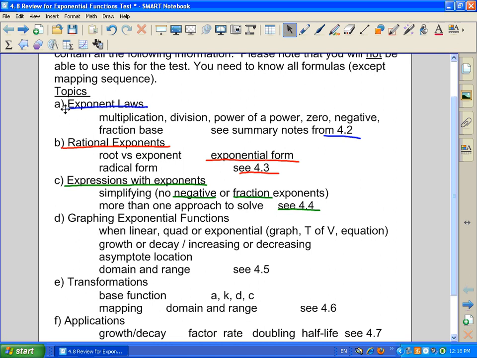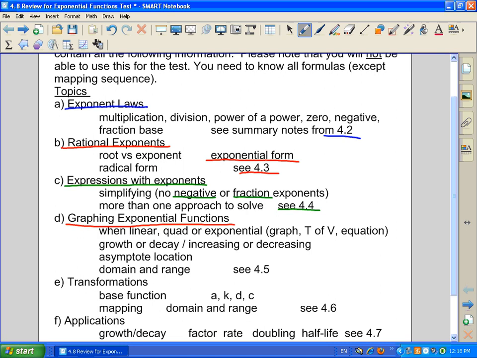Then we used some technology, ladies and gentlemen, to learn how to graph exponential functions and to compare them to other functions. So please make sure you can identify and compare when a function is linear, quadratic, or exponential if you're given a graph, a table of values, or an equation.